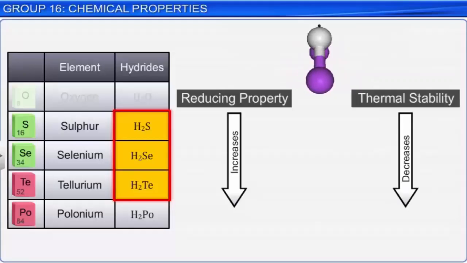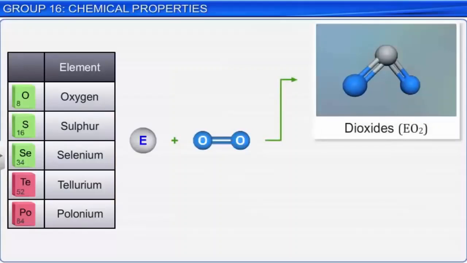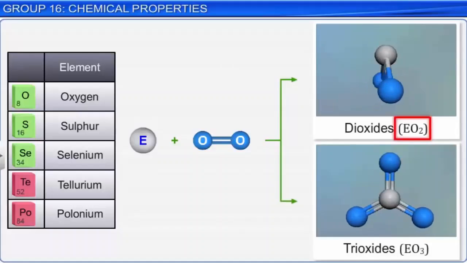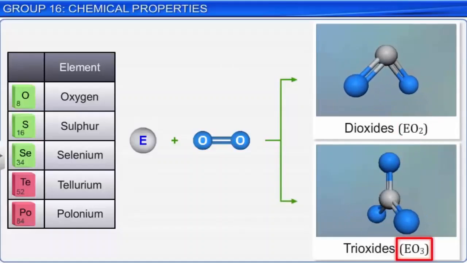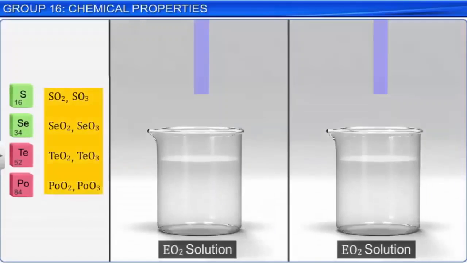All the elements of this group react with oxygen to form dioxides and trioxides of the type EO2 and EO3 respectively, where E could be sulfur, selenium, tellurium, or polonium. Both these types of oxides are acidic in nature.